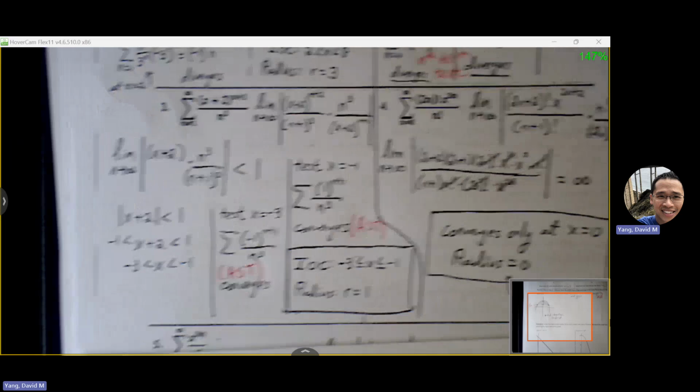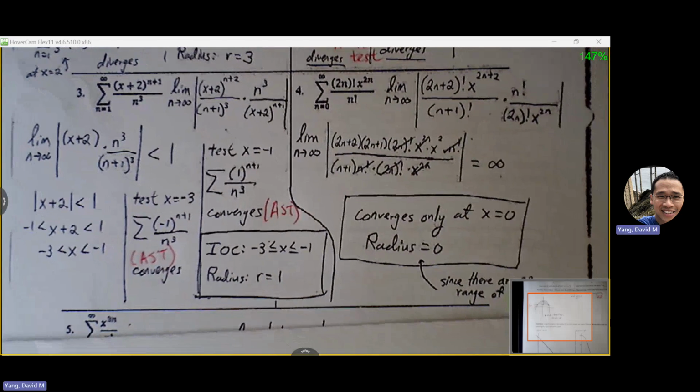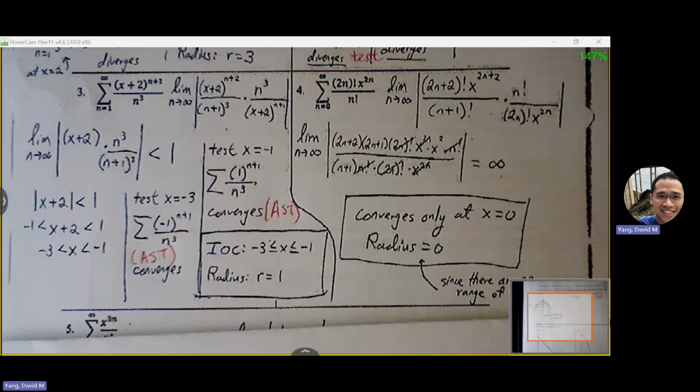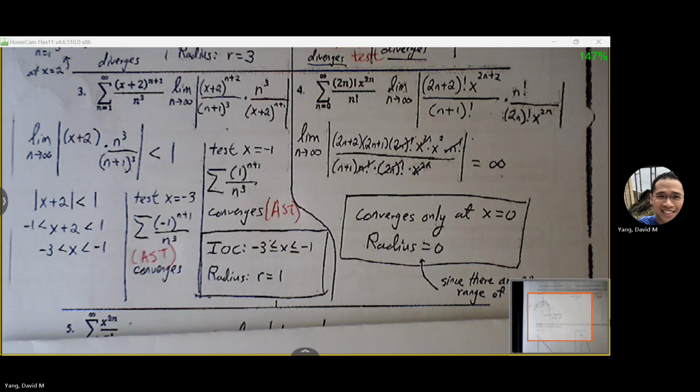But when you test x equals -1, it converges with AST. I thought the alternator is -1 to the n. Oh, sorry, no, you're right. Sorry, it does converge, but not by AST. This is going to be P series, right? Sorry, this one should be P series. Okay.